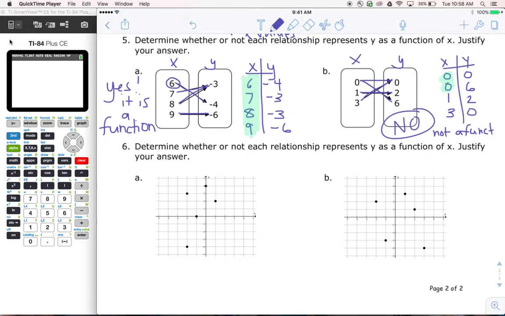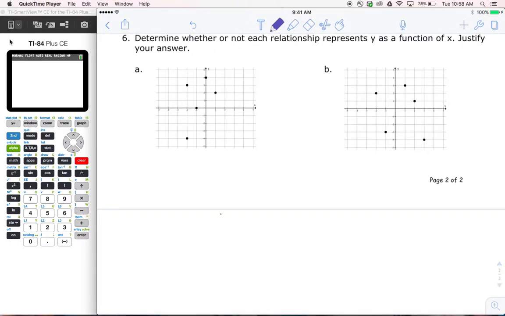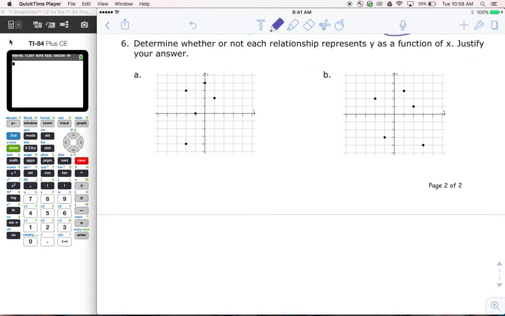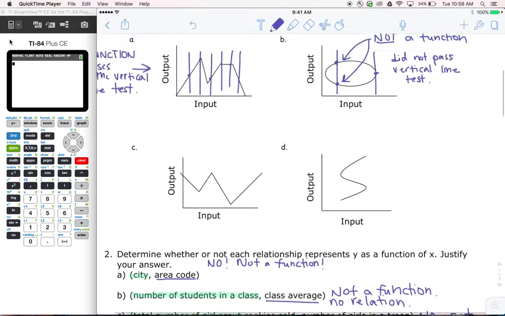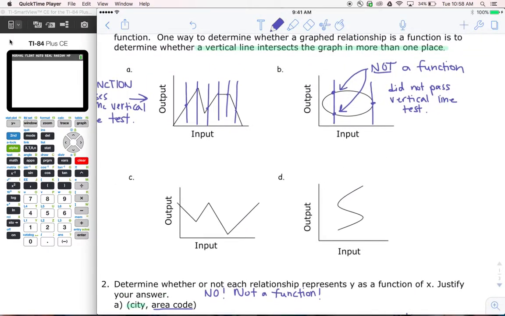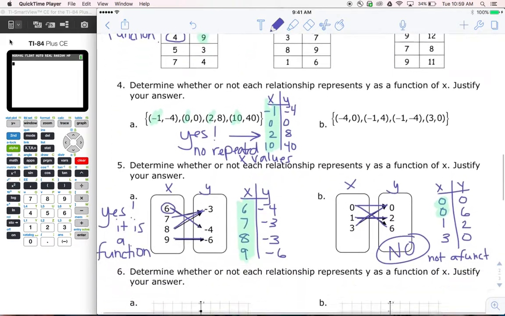All right, finally, example 6. I'm going to do A. You get to do B. Let's take a look. Now we could do this a couple of different ways. We could make a table for all of these points. But do you remember back in the first section where we were able to just draw vertical lines to test and see if it hit anywhere twice? We can do it even when we just have these graphs that contain only points.